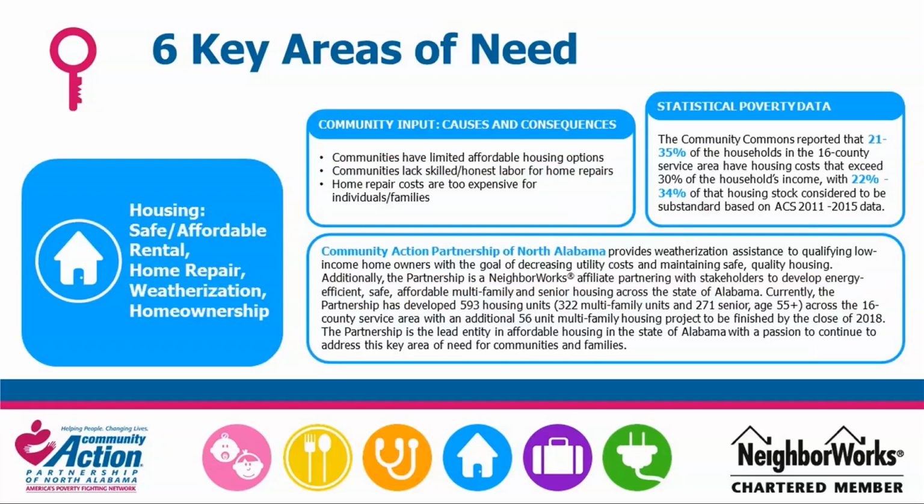In housing, let's look at our causes and conditions. We have written those in a way that you can clearly see those ROMA core elements of identifying the 3 areas of need. Family and community. Communities have limited affordable housing options. Communities lack skilled, honest labor for home repairs. Home repairs are too costly, expensive for individuals and families. So you can clearly see when it's a community need and when it is an individual or family need.